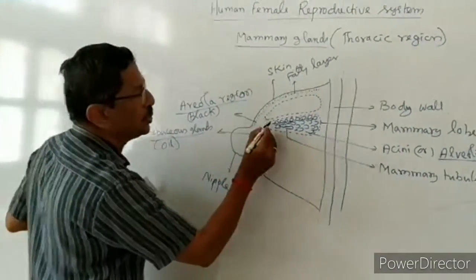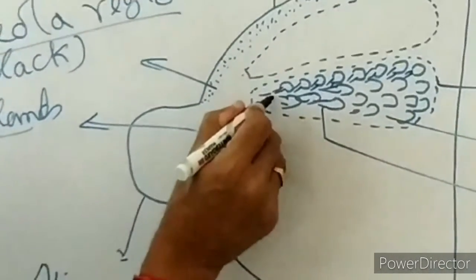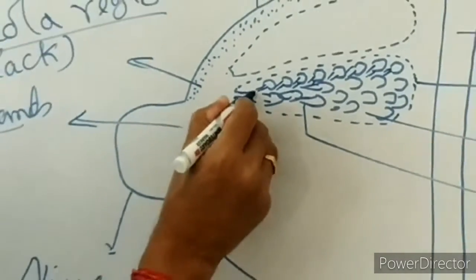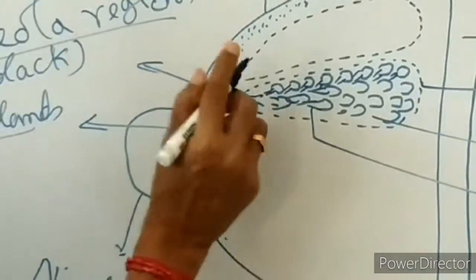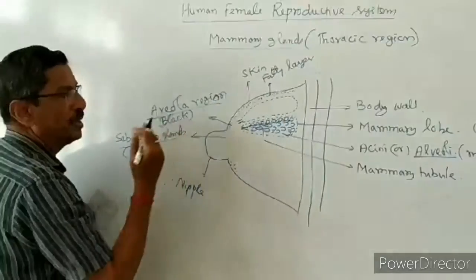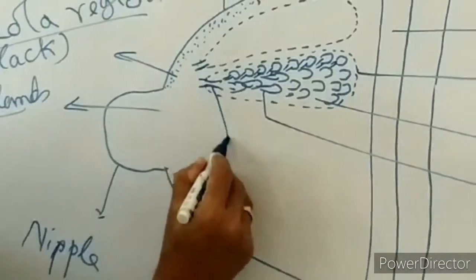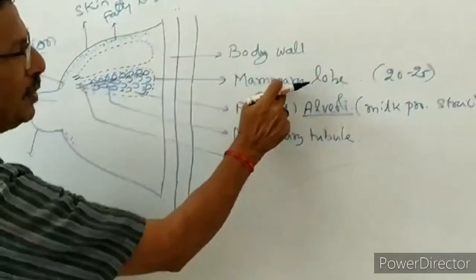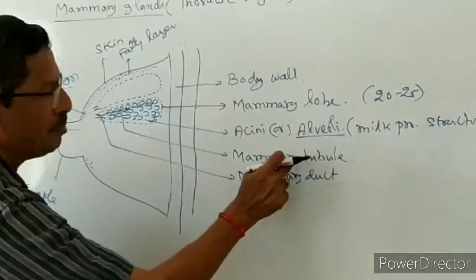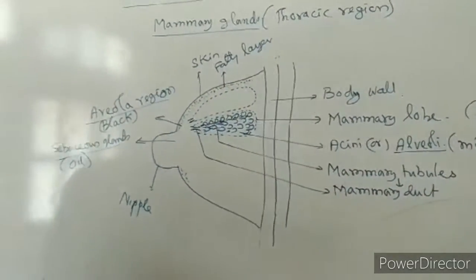Now all the mammary tubules of one lobule, one lobe, join together and form a bigger tube. Like that, from each lobe, one tube is coming out towards the nipple. Each common tube coming from the mammary lobe is called the mammary duct. So many mammary tubules join together to form one mammary duct.